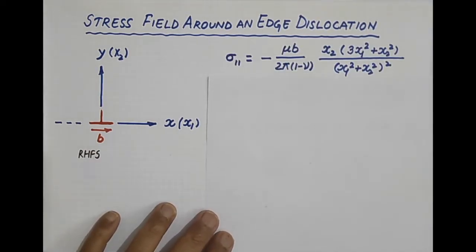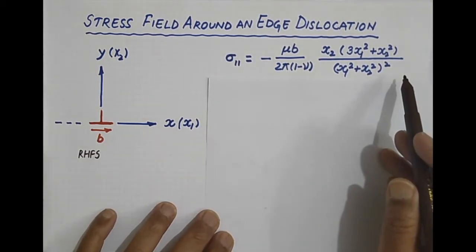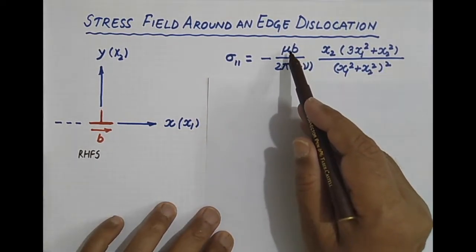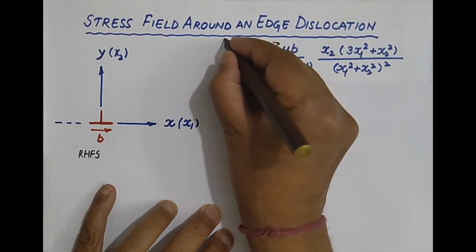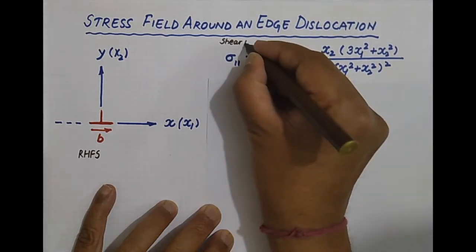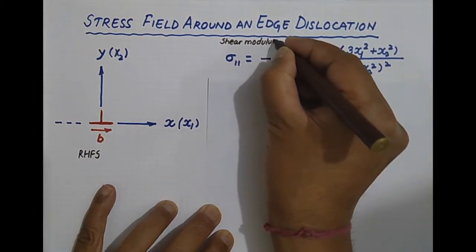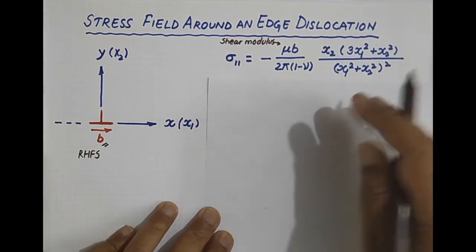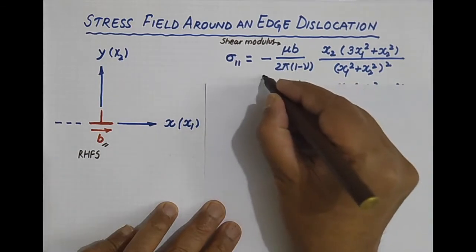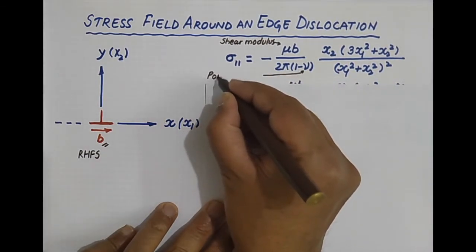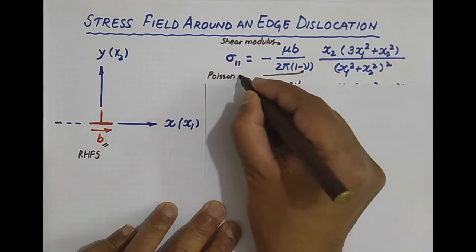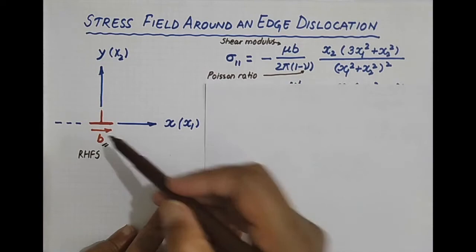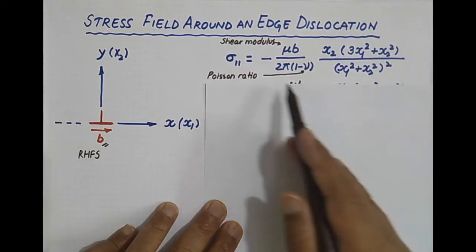So for the stress field sigma 1,1, you can see the expression itself is much more complicated than what we derived for a screw dislocation. And we use the standard symbols. Mu is the shear modulus. b is the magnitude of the Burgers vector shown here. Nu is the Poisson ratio. And x1 and x2 are the two coordinates. So you can see this has a much, much more involved expression.